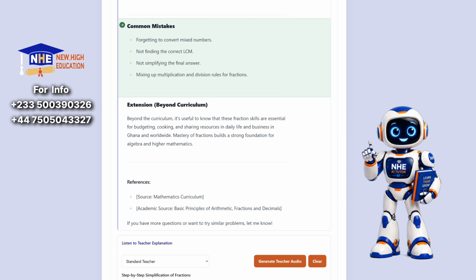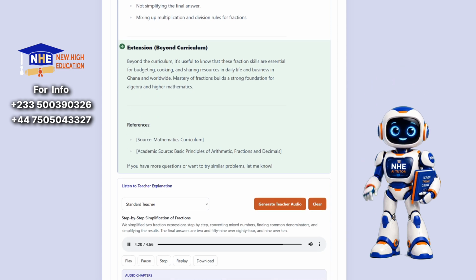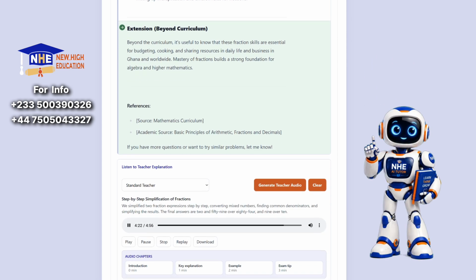Common mistakes. Some common mistakes include forgetting to convert mixed numbers, not finding the correct lowest common multiple, not simplifying the final answer, and mixing up multiplication and division rules for fractions. Be careful with these steps, especially under exam pressure.